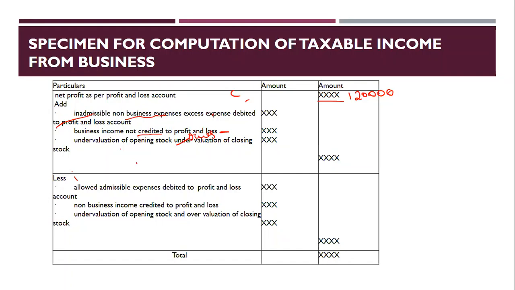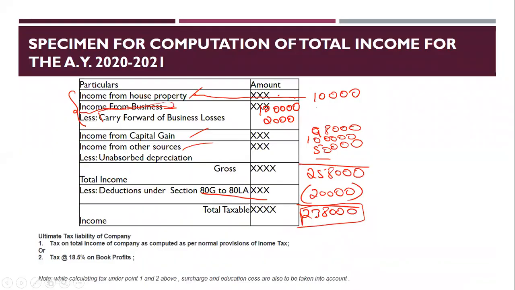Because it will reduce the profit. By undervaluing, your profit is reduced in your profit and loss account. So that's the reason, however much of our portion is undervalued, you have to add it back. And by overvaluing your closing stock, your profit is getting reduced. So that's the reason you have to add it back. We'll see with the example.